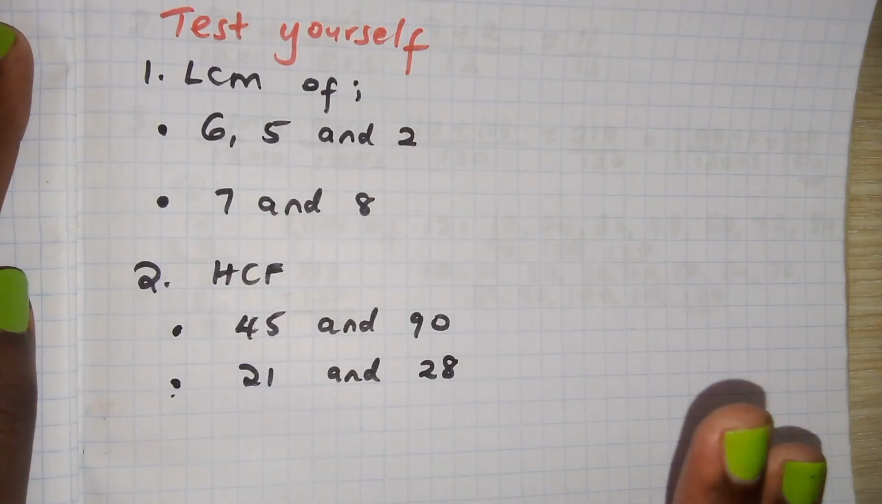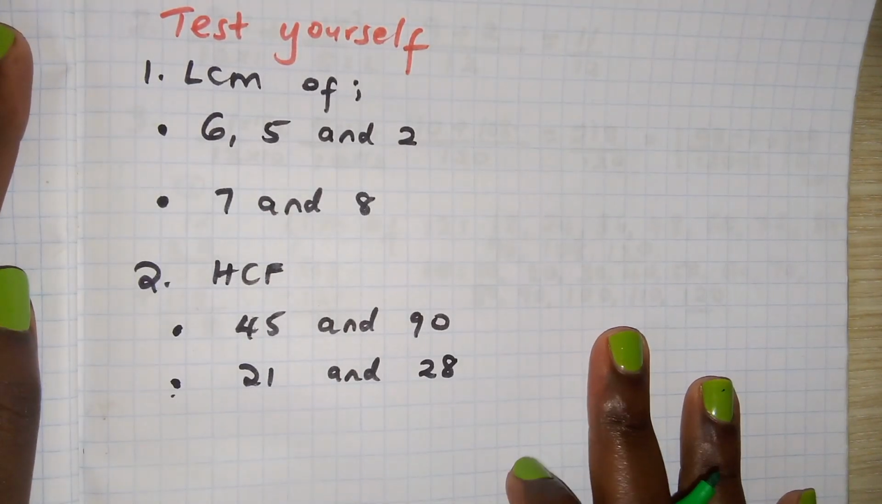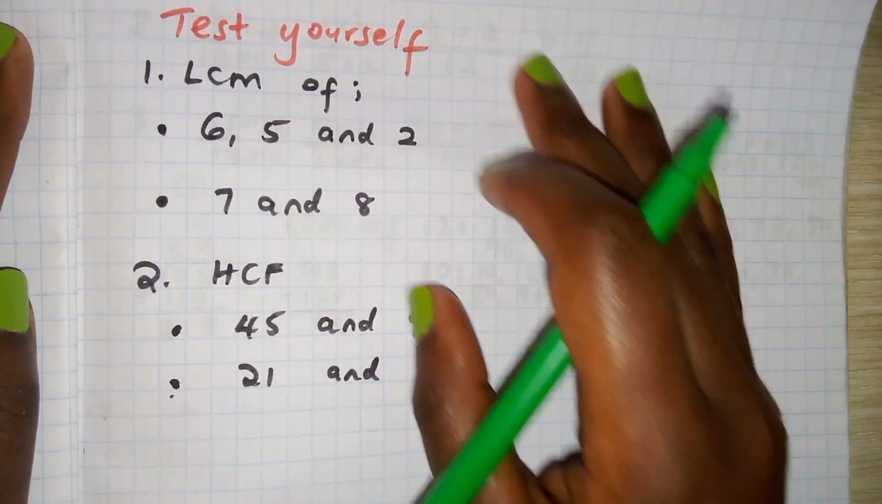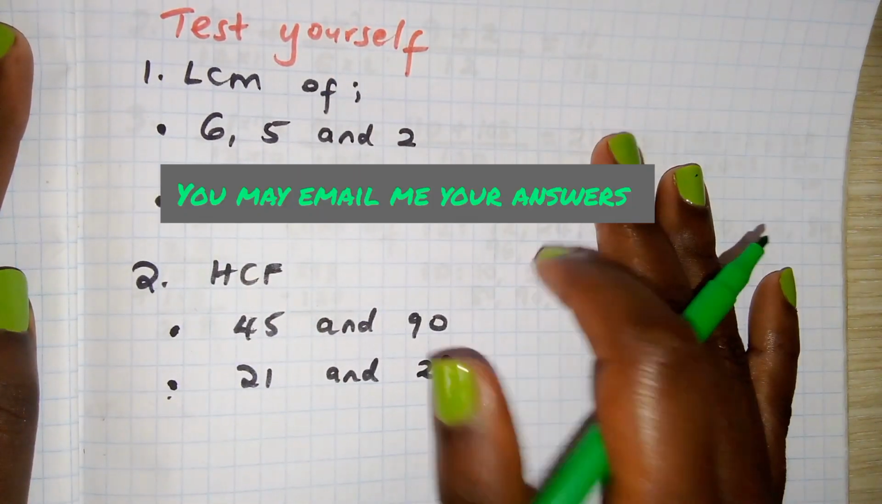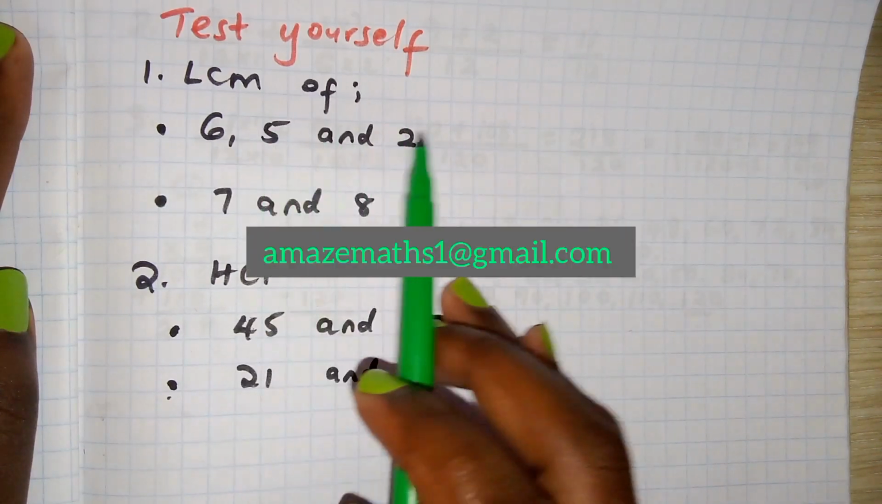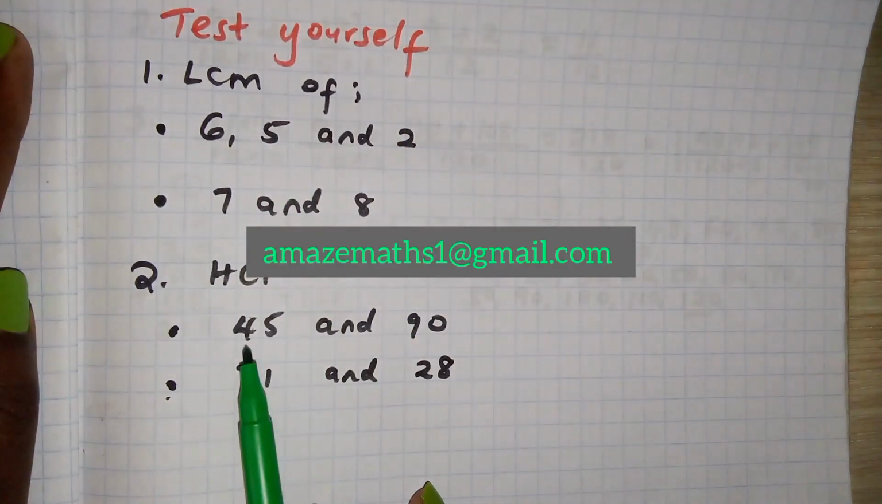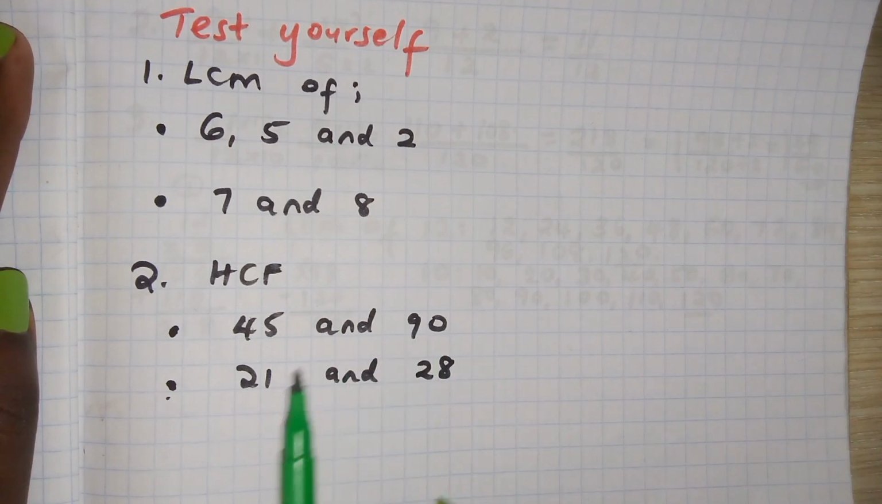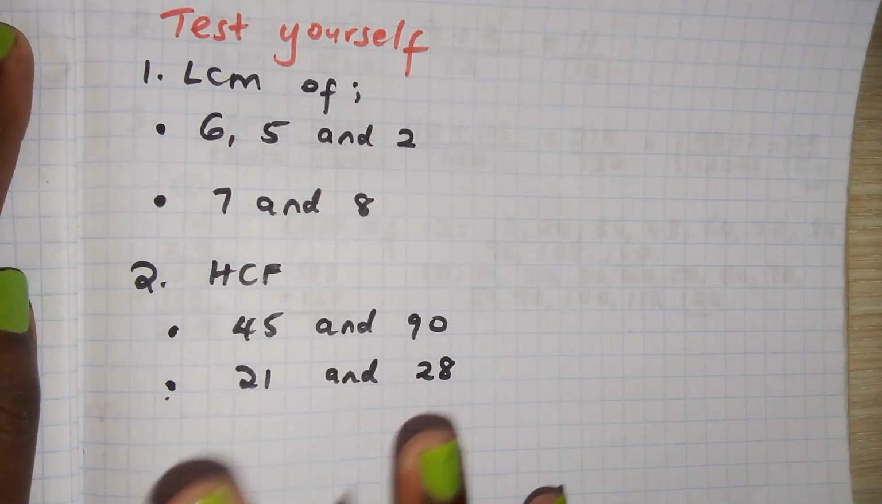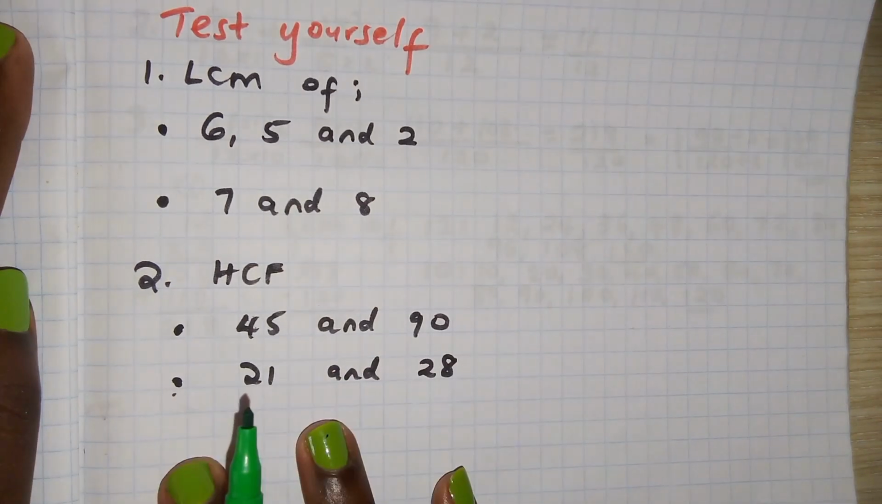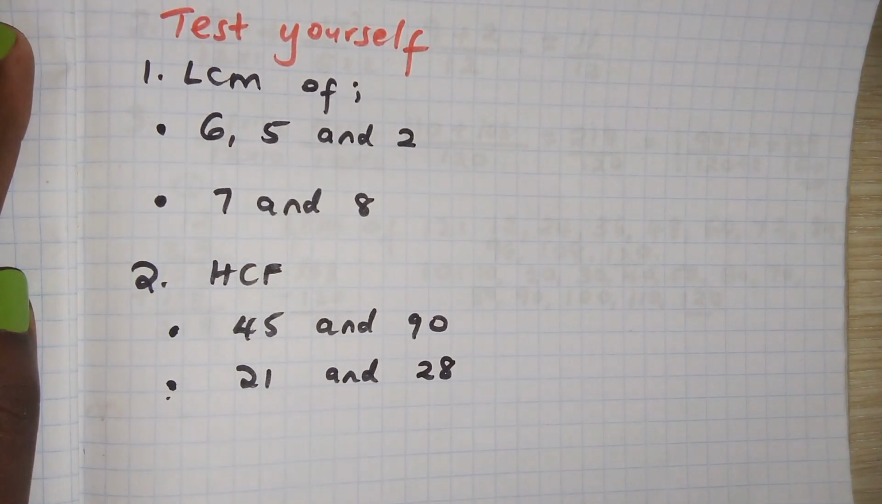That marks the end of our session today. I want to give you some homework to do. Test yourself, see whether you've understood the concept. Do the LCM of 6, 5, and 2, 7, and 8. Do the HCF of 45 and 90, 21 and 28. And at a later day, I'm going to record a video on LCM using the table method.